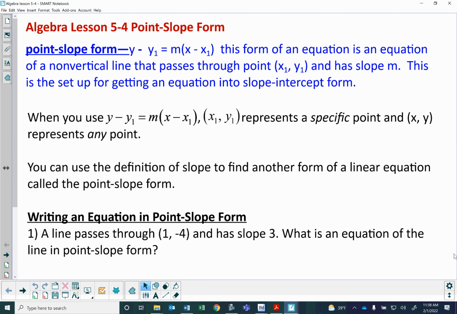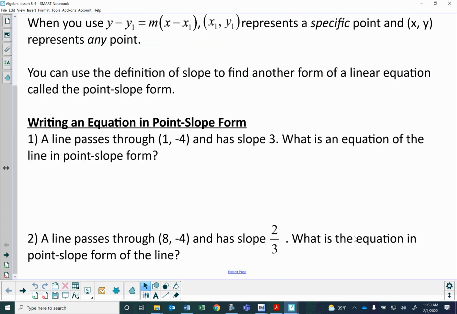So we are going to take a look at point-slope form today, and we're going to see how it relates to slope-intercept form and how the two can be interchanged a little bit. So first of all, we're going to look at writing an equation in point-slope form.